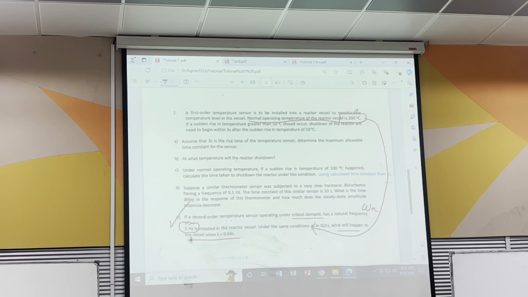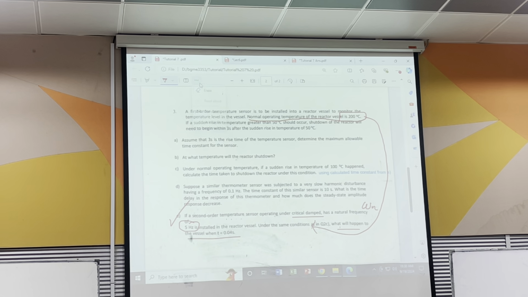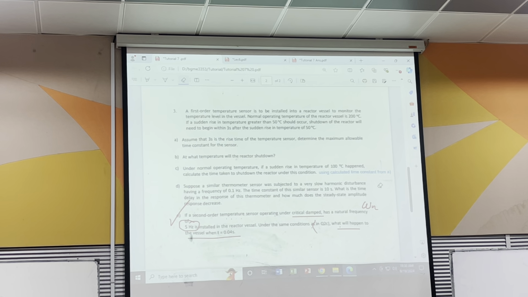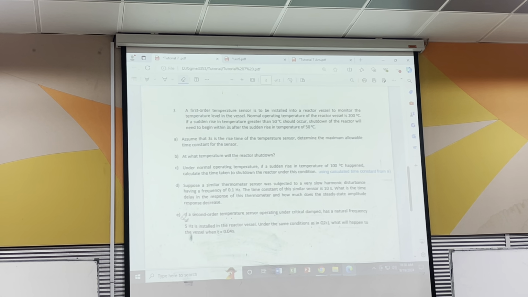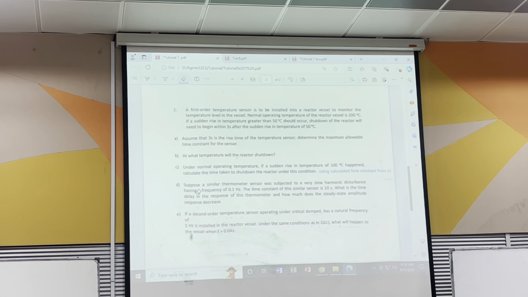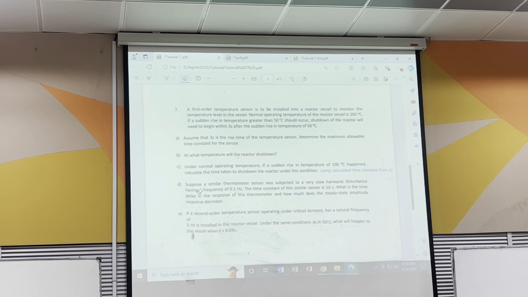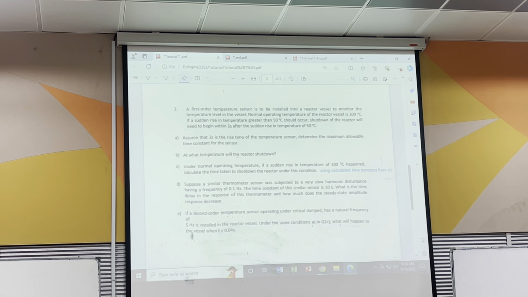What term is that, equilibrium? Or the amplitude will start from 200. Your normal operating temperature is 200, so your baseline is 200. So if anything happens there, you have to add this 200 back. This is like the baseline. I don't simply use the term equilibrium, because it has a different meaning already.